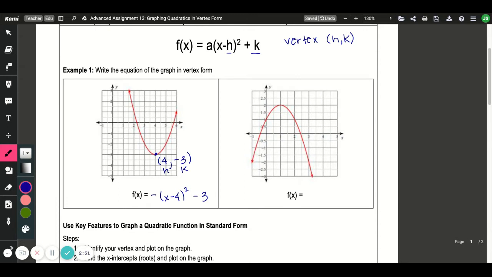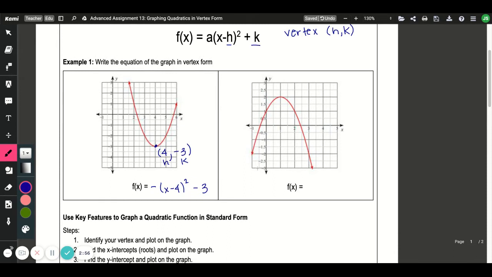This would be a great time for you to pause it and try to see if you can do this second one. Oh, you guys, what am I doing? This is not negative. It opens up. It's positive. Hopefully you were wondering why I was saying something crazy. It opens up, so it's positive. So see if you can do this other one now.